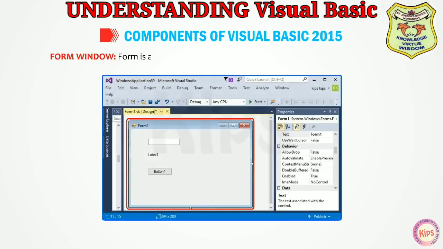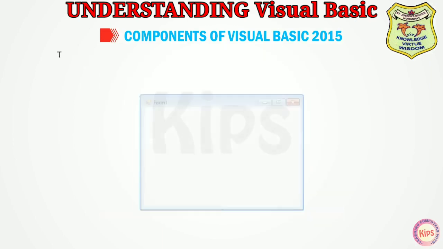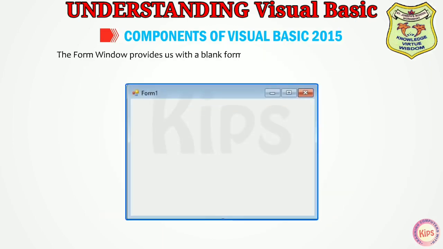Form window. Form is an interface through which an user interacts with the application. A form contains many control elements such as label, text box, button, etc. Using these controls, a user can enter data and give instructions to the application. The form window provides us with a blank form where we can place various controls as per our requirements.